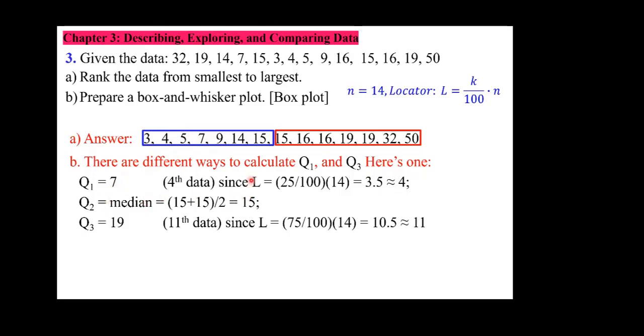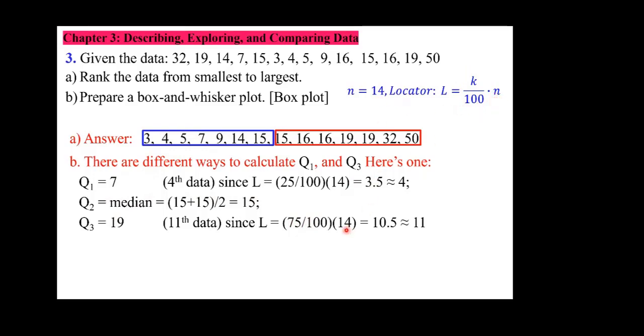Median is very straightforward. Just add up the middle two, divide by 2, becomes 50. But Q sub 3, if you go back to the concept here, Q sub 3 means what? This is 0.75, see, 0.75.